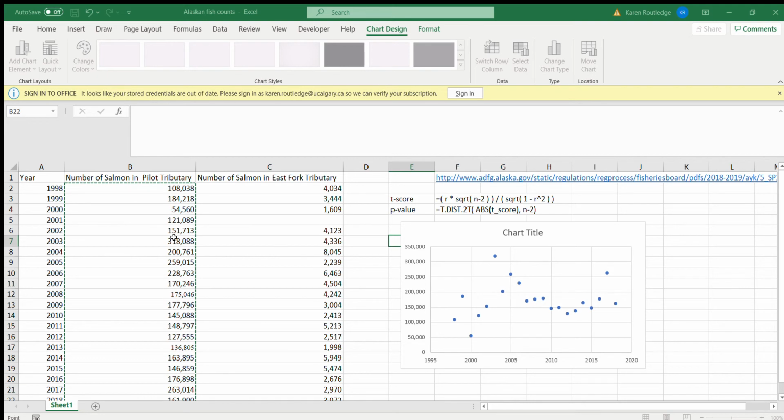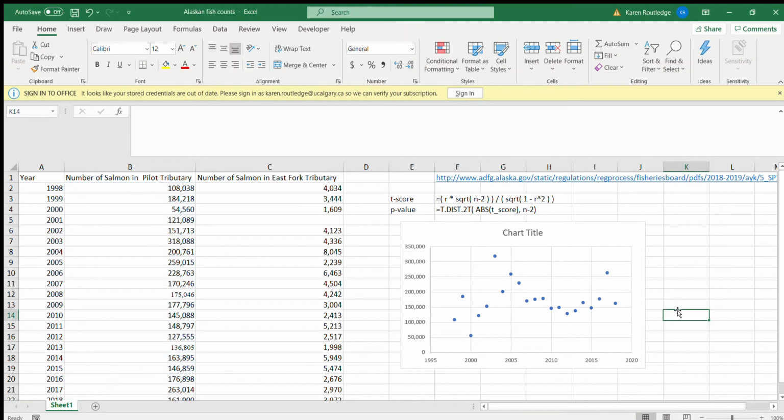If these were actually text values, so words, for instance, words are not interval or ratio level data, so a scatter plot will not work for them. So I'll hit OK here. We're done with this. And there is our scatter plot.